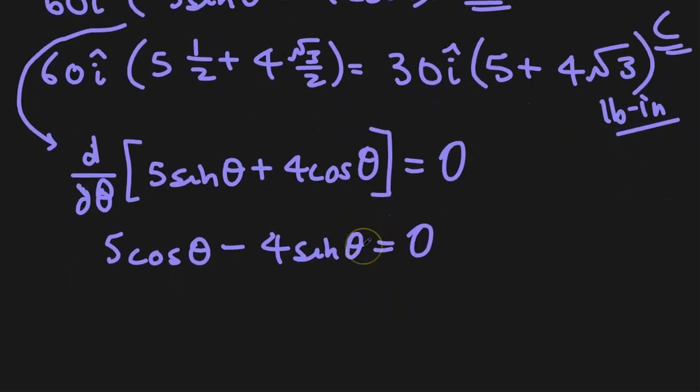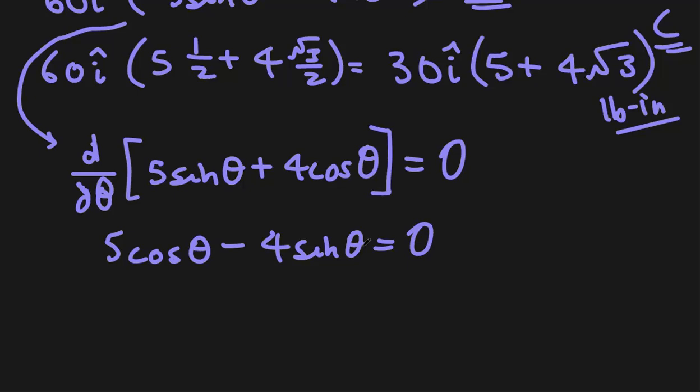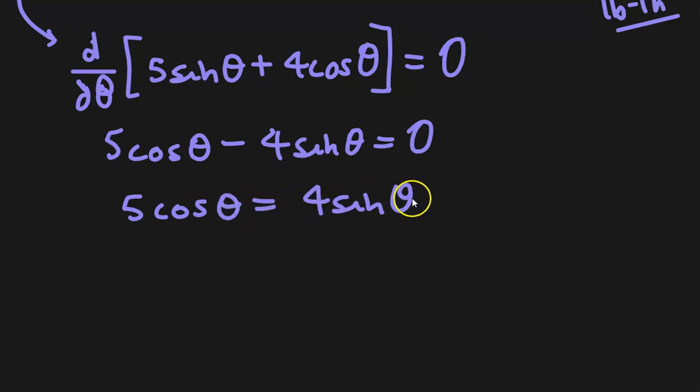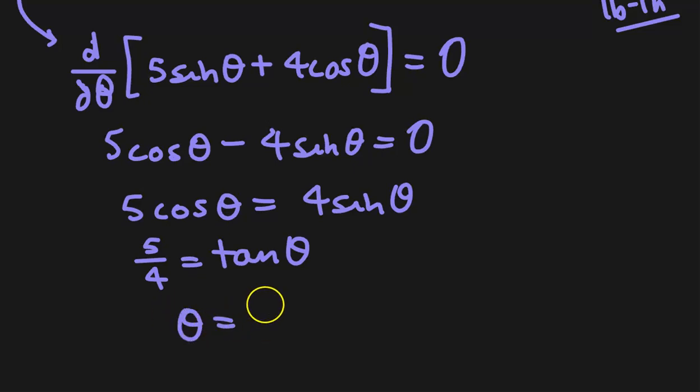Hopefully you know how to solve this. There are a few different ways. One of them includes squaring both sides, but that's pretty dumb when you can just do this instead. Right, 4 sine theta. Now you divide both sides by 4 cosine theta, and that's going to give you 5 over 4 equals tan theta. So theta would equal the inverse tan or arctan of 5 over 4. Just with that, we're done now.